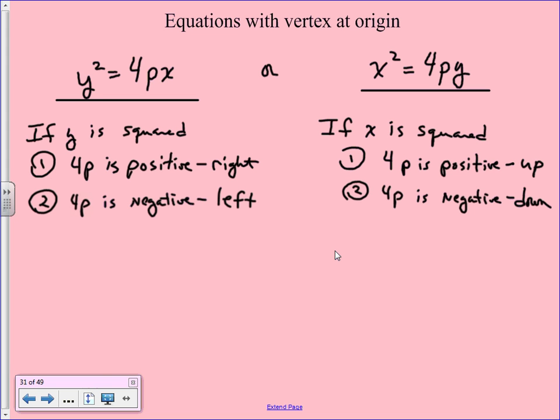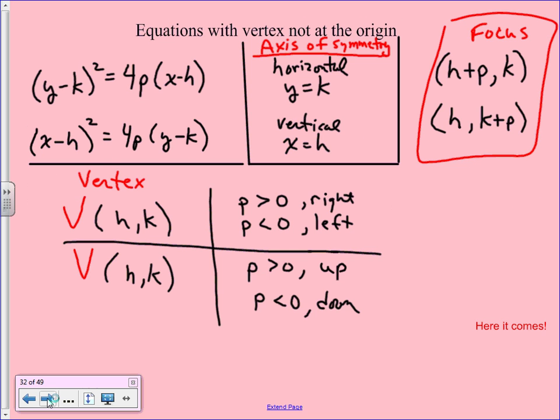Okay? All right, now we have the table to fill in when the parabola's vertex is not at the origin. The parabola's vertex is (h, k). Now we've used that same ordered pair (h, k) for the center of the circles, the center of the ellipses, the center for the hyperbolas, and it is the vertex of our parabolas. So here we go. This is your table.